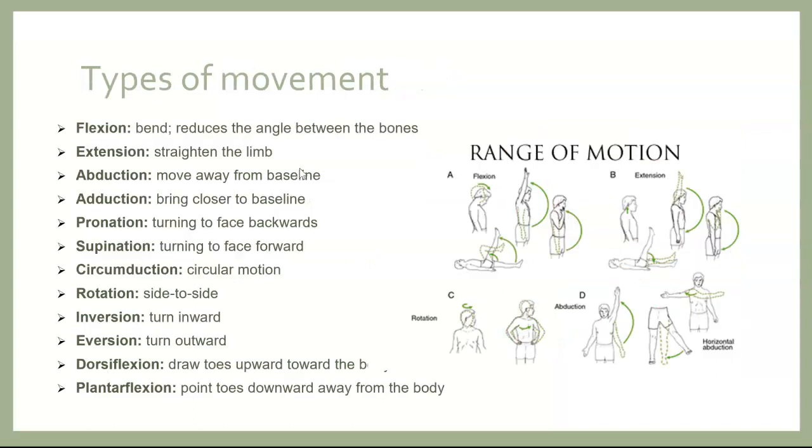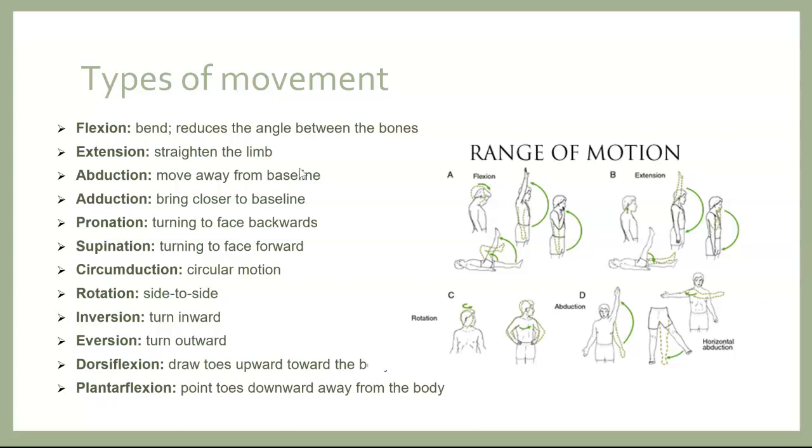So here's a list of the types of movements. And here's just a little diagram that shows you some of those motions. Flexion, so flex your knee, reduces the angle between the bones. Extension is to straighten the limb. Abduction is to move away from the baseline, so think of abducted, away. And then adduction is bringing closer to the baseline, so you're adding something.